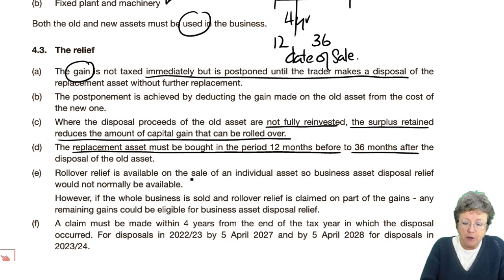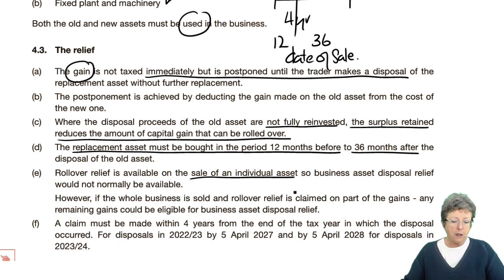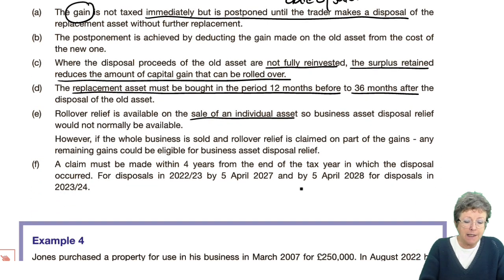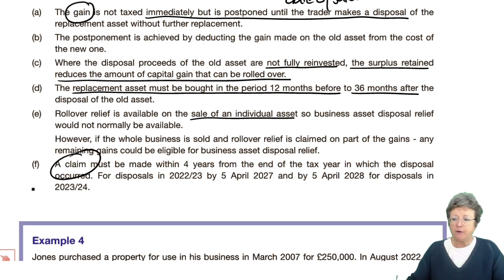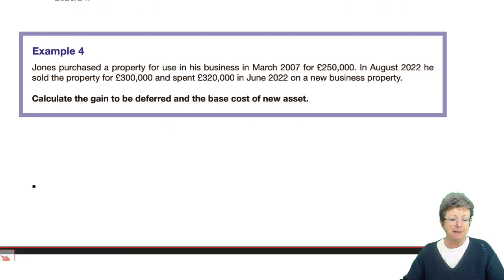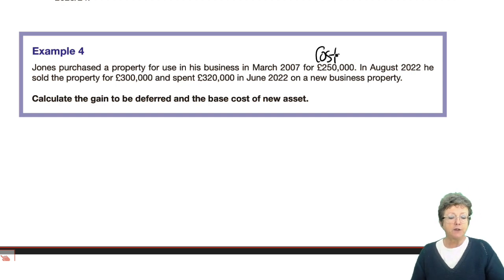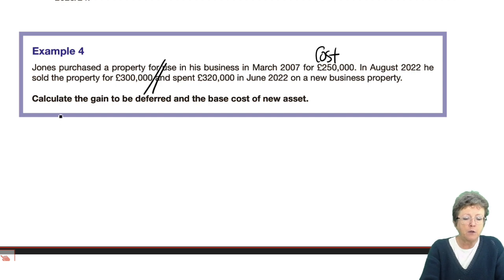It is available on the sale of individual assets. Election. You must elect for it. Now, I'm going to use this example to show you what I mean. So, Jones bought a property for his use in March 2007. That's the cost. In August 2022, he sold it for $300,000. We stop there. Proceeds.